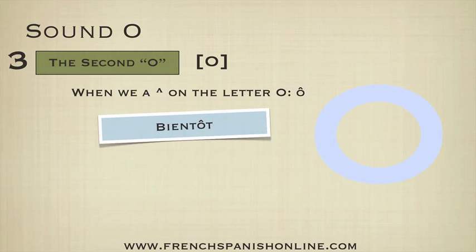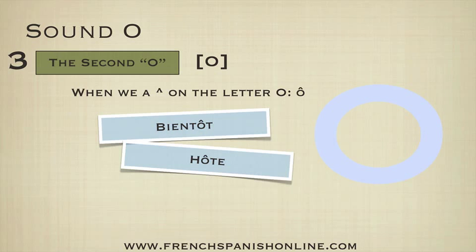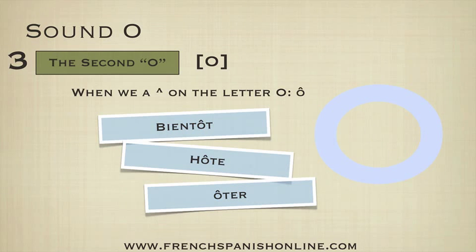For example, bientôt, soon, or un hôte, a guest or host. We say un hôte. Ôter, the verb to remove, to take away. So because of the circumflex accent, we have the sound O.